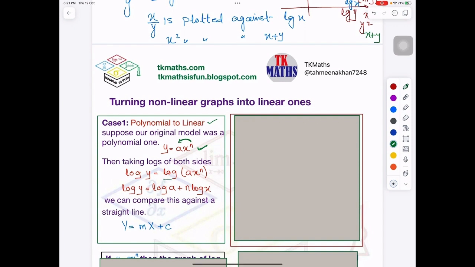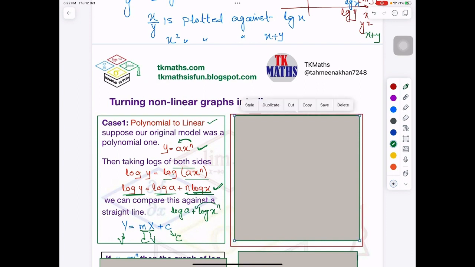Then it is log of a x power n. How did I get this from here? By applying the product rule: log y equals log a plus log x power n. I'm writing it here for your understanding. Log a plus log x power n, and this n will come down here and it will become this. So you see, this is your y-axis, this is your c-intercept, this is your x-axis, and this is your m. Why? This is only a constant, this is only a variable, and this term has both constant and variable. So that's why I know this is the term.